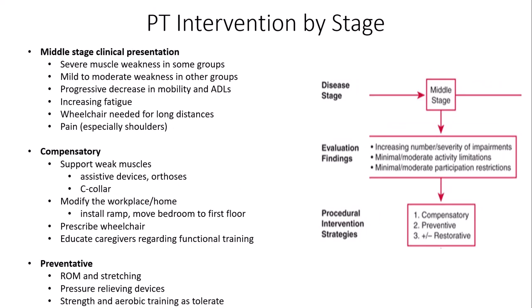Evaluation findings. Now the patient is going to start to have an increasing number of impairments. Some of these are going to be severe, and some of them are going to be mild to moderate weakness. You're going to start to notice a progressive decrease in mobility and ADLs, much more fatigue, and a wheelchair might be needed for long distances, and pain might be present, especially in the shoulders. Why is this true? Because as the upper extremities become more involved, they just hang. And if they're hanging there, it's going to really put a lot of pressure on the shoulders, and that person might present with some pain.